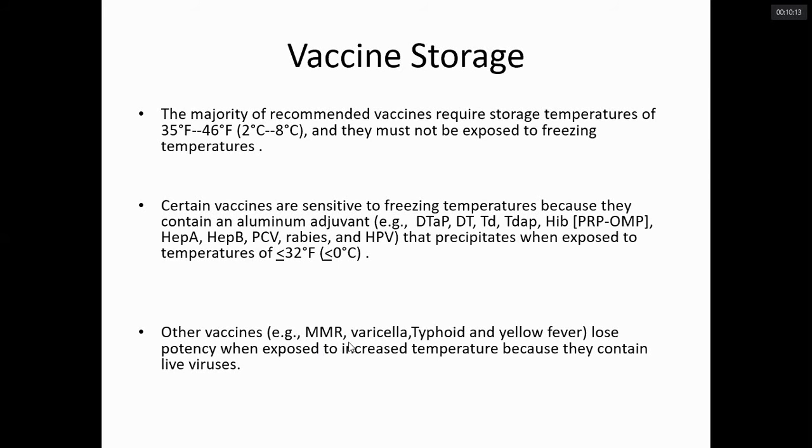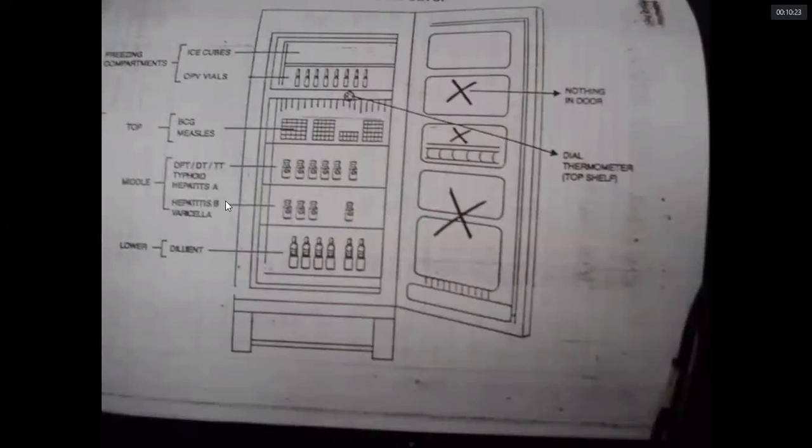They are sensitive to freezing temperatures. And the other vaccines, MMR, varicella, typhoid, yellow fever, lose potency when exposed to increased temperature because they contain live viruses. So this is an example of how the vaccines are kept in a freezer. Then in the freezing compartments, we keep ice cubes and OPV vials.